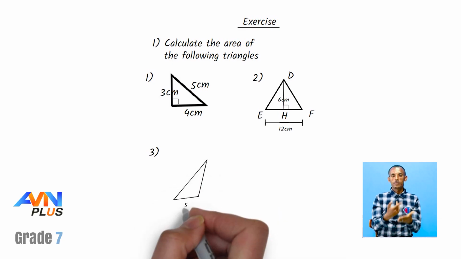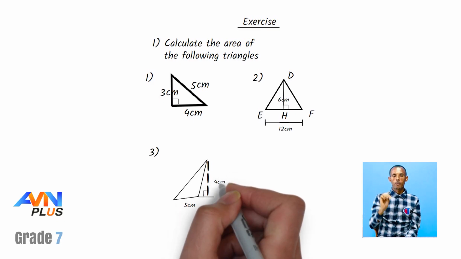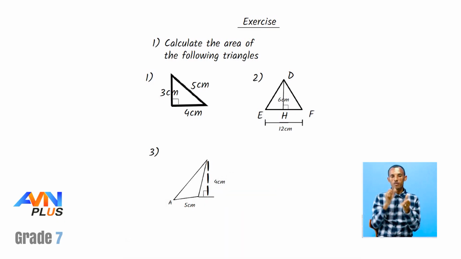This one is 5 centimeter. This one is 4 centimeter. Calculate the area of this triangle, triangle ABC. That's it.